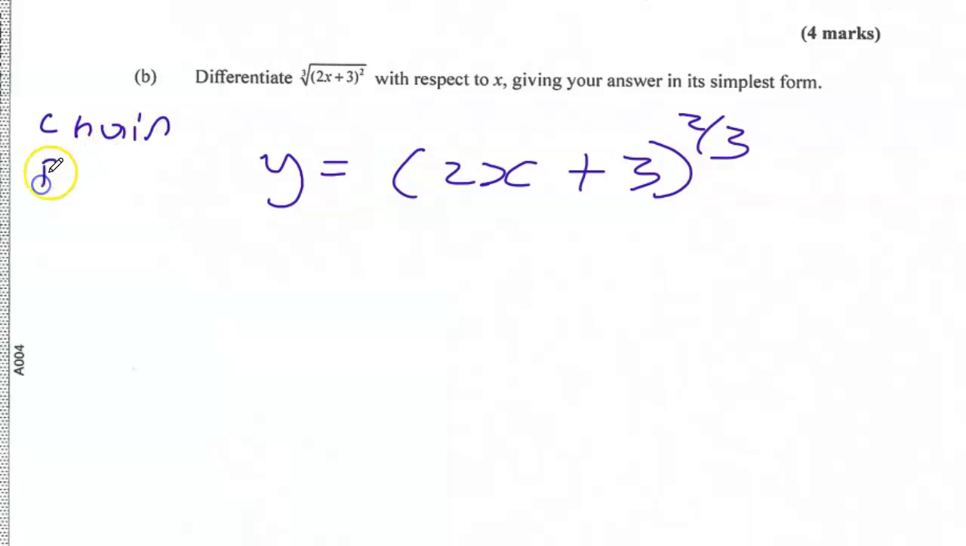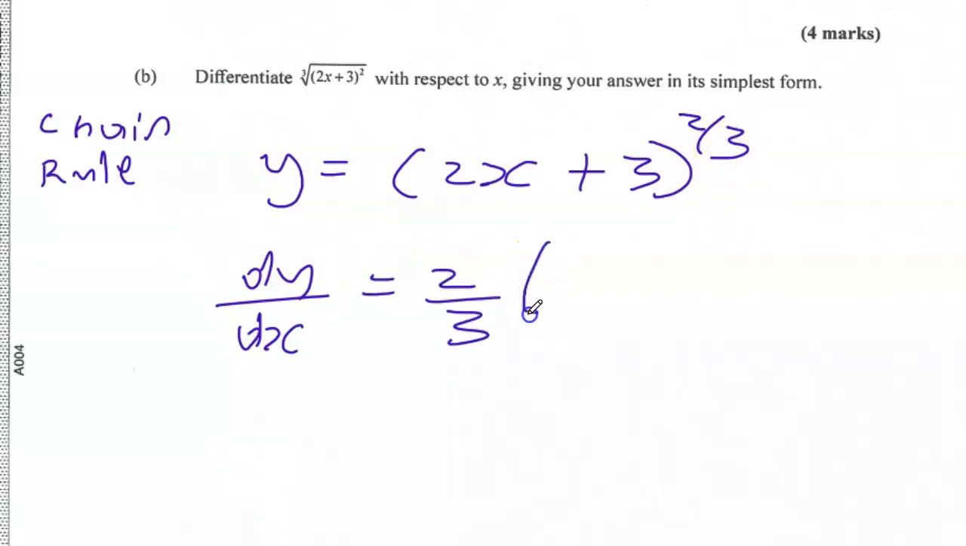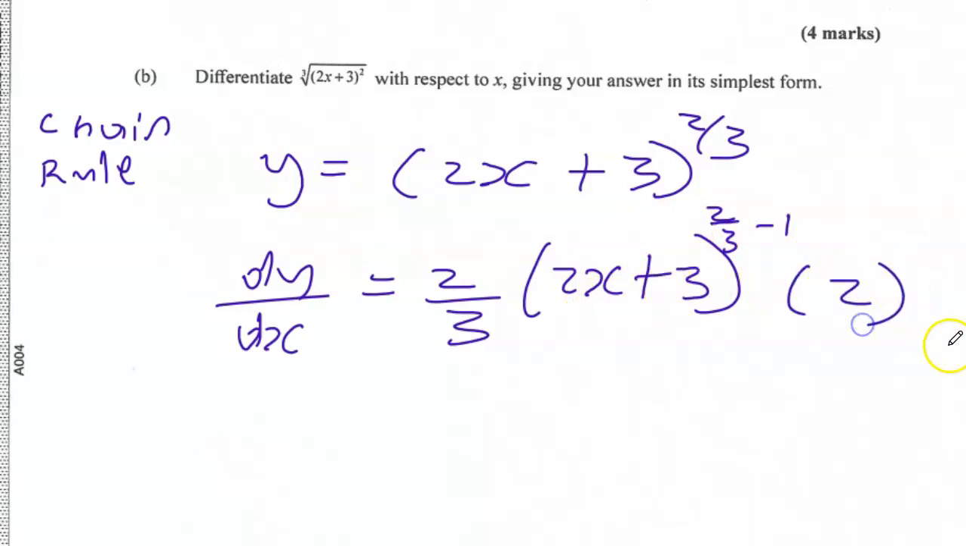The chain rule says dy by dx, you multiply by the power. So that's 2/3, (2x plus 3). You subtract 1 from the power, so that's 2/3 minus 1, and we differentiate what's in the bracket. Differentiate 2x plus 3, we end up with 2.